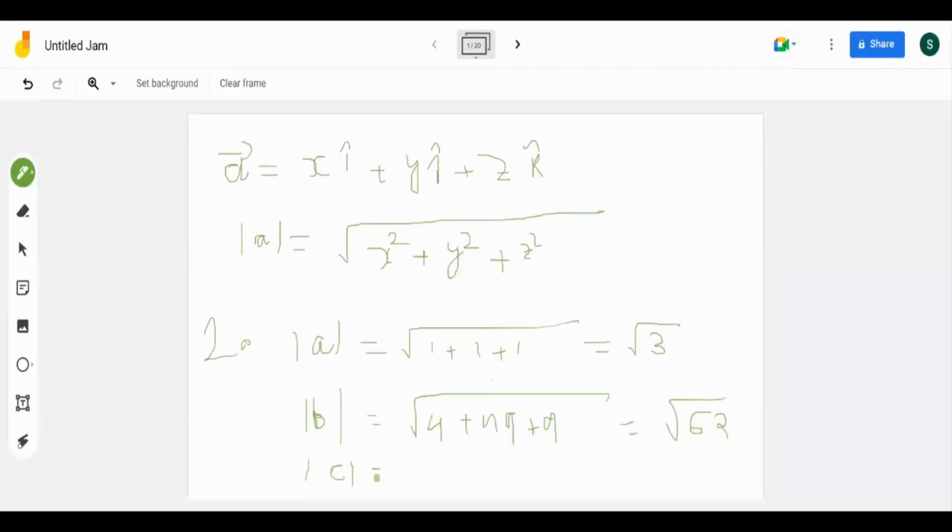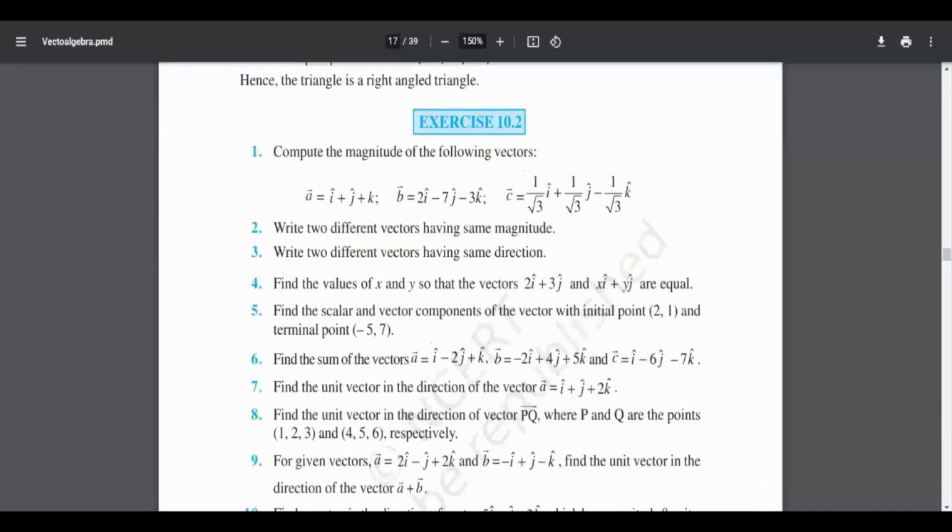And the third part, that is mod C. Question number 3 was 1 by root 3 i plus 1 by root 3 j minus 1 by root 3 k. If we square it, this is 1 by 3 plus 1 by 3 plus 1 by 3, that is 3 times 1 by 3. So its magnitude is 1. Any vector with magnitude 1 is known as a unit vector. You can remember this term, unit vector. So the first question is done.